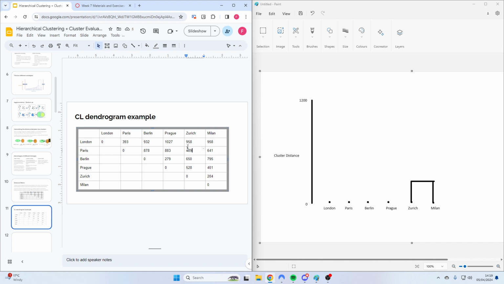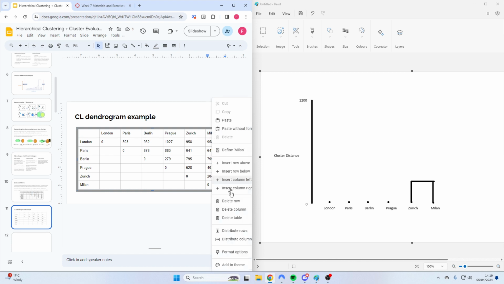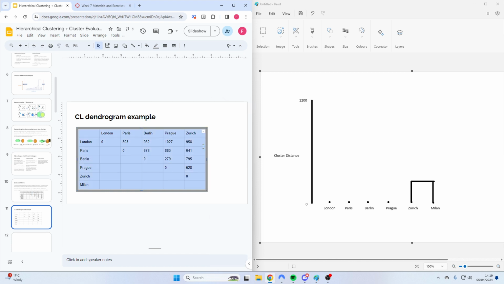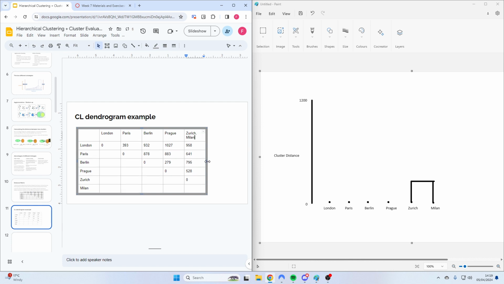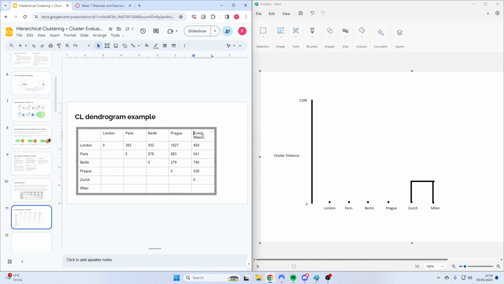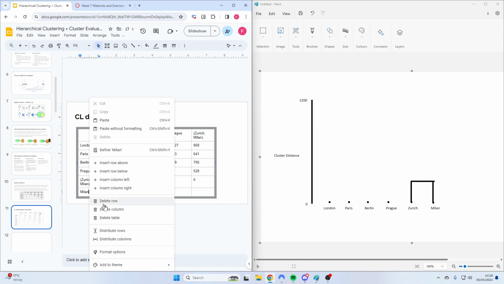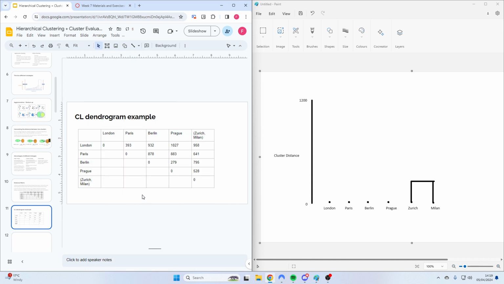So I'll just do this as we go down. The biggest between Zurich, Milan to Paris is then going to be 641. And then this will be 795. And we're just taking the biggest at each of these points. And then we can just delete this column. And this is now representing this whole cluster, which is Zurich and Milan together. Let me put that in brackets. And we can also delete it down here. This doesn't have any data, so we can just delete that.